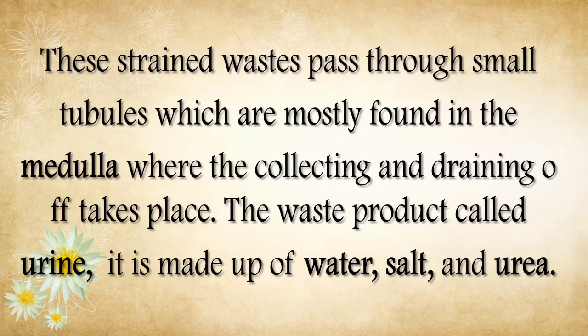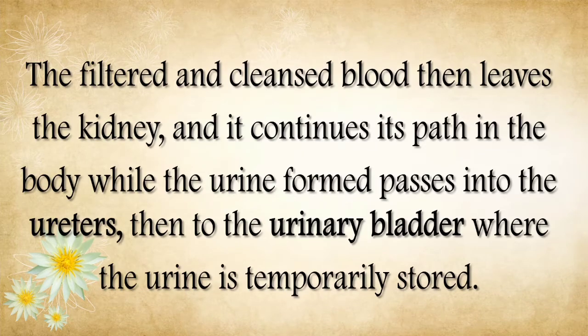Next, these strained wastes pass through small tubules, which are mostly found in the medulla, where the collecting and draining takes place. The waste product called urine is made up of water, salt, and urea. Next, the filtered and cleansed blood then leaves the kidney and continues its path in the body, while the urine formed passes into the ureters, then to the urinary bladder where the urine is temporarily stored.